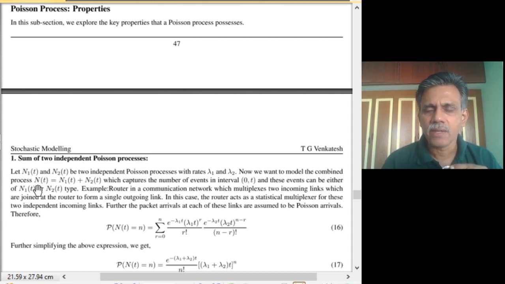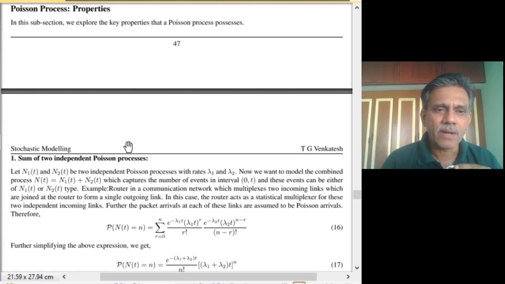Whereas n of t corresponds to the number of aggregate events that have occurred either due to the Poisson process n1 or due to the Poisson process n2. Any one of these two events will count towards the number n of t. So we can give an example of such cases where two processes are being summed together.